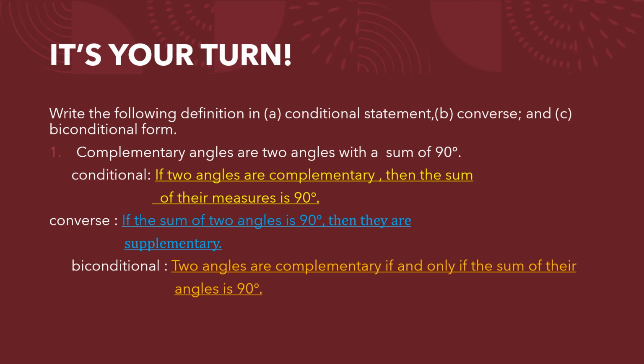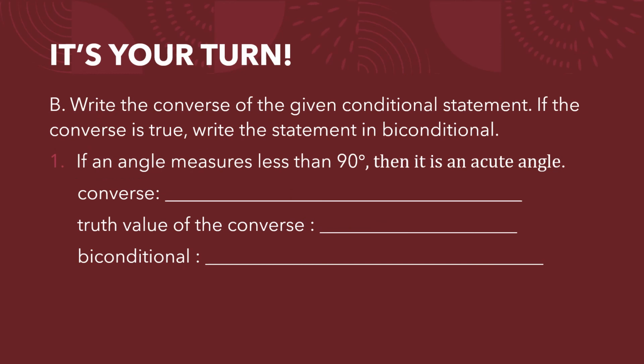Therefore, we can write the biconditional. Two angles are complementary if and only if the sum of their angles is 90 degrees. Did you get that correctly? Good job. For our next exercise, you have to write the converse of the given conditional statement. If the converse is true, write the statement in a biconditional form.